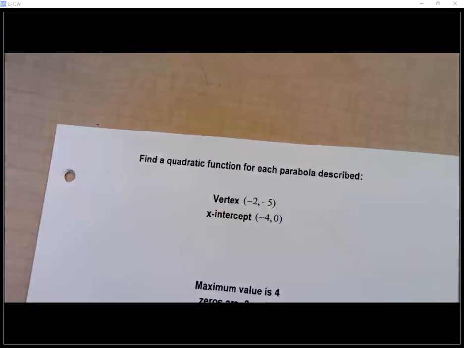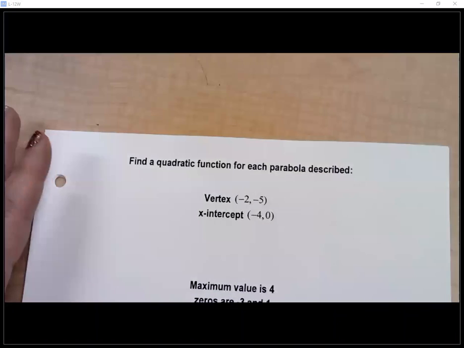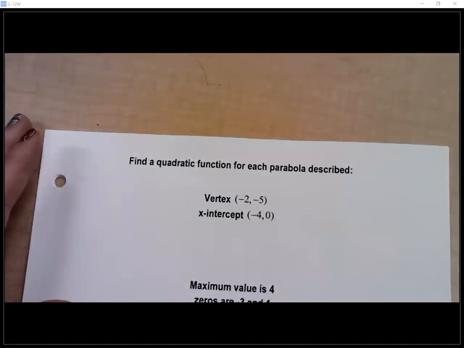All right, everybody. So today we are basically going to go backwards from what we were doing. Before I would give you the equation, ask you, hey, what's the vertex? What's this? What's that? Today, you are going to be given some information and we're going to try and come up with what the equation is. All right, so it will be helpful if we remember our forms.